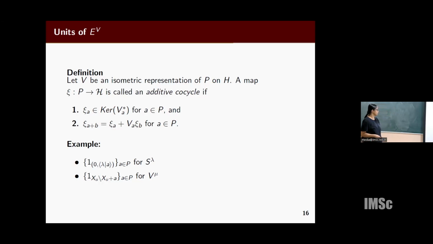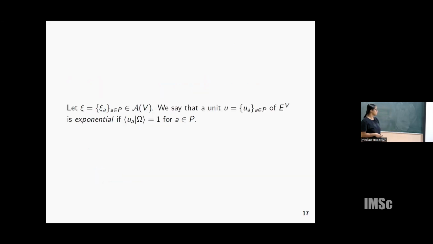xi_{a+b} is xi_a plus V_a xi_b for each a in P. If you remember, for the S lambda, the pullback of the one parameter shift, the characteristic function of [0, lambda a) for each a in P is a unit. And for the V mu that we have constructed, the characteristic function of X_u minus X_{u+a} for each a in P is an example. We will see that up to scalars, these are the only examples.